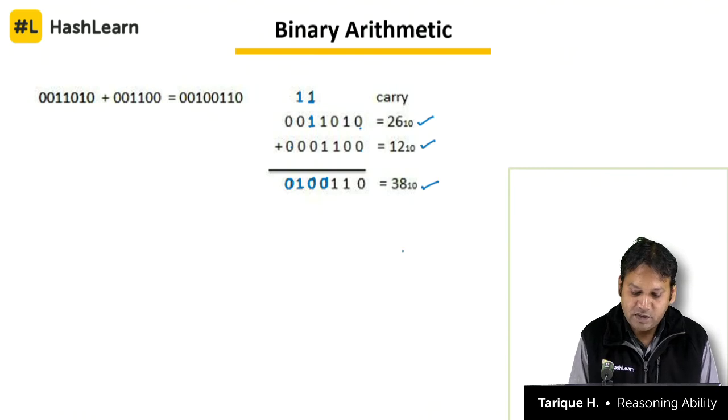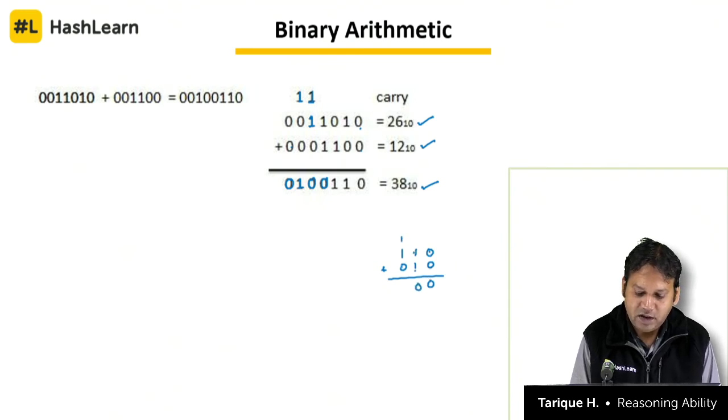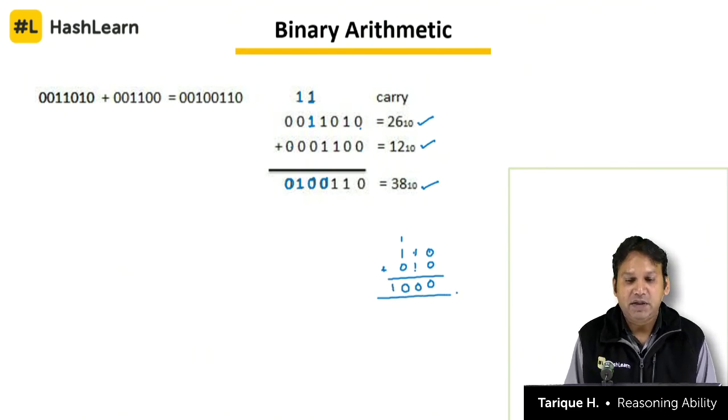Let us take for example a small case here, 110 plus 010, so we have 0 plus 0 is 0, 1 plus 1 is 10, so carry here, 1 plus 1 is 10 and carry here, it will become equal to 1000. Please understand how we are doing this entire thing.